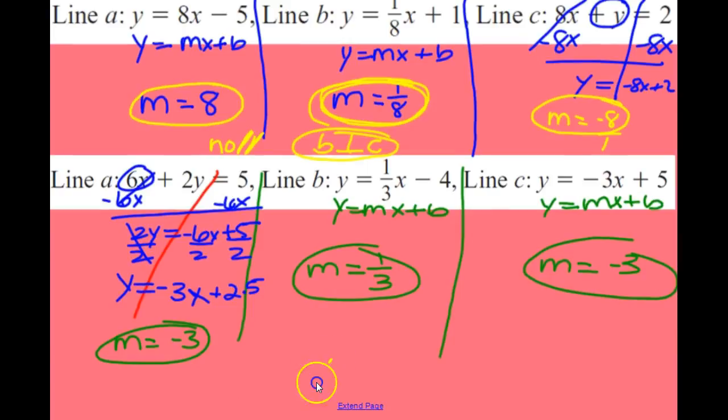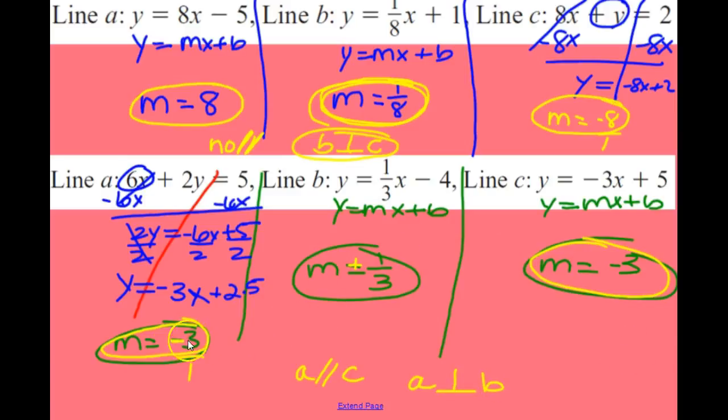So are any of these parallel lines? Well, right here, this is -3 and this one is -3. So line A is parallel to line C. We also have some perpendicular lines. This one is negative, this one is positive, so those are opposites. And instead of 3/1, we have 1/3. So line A is perpendicular to line B.